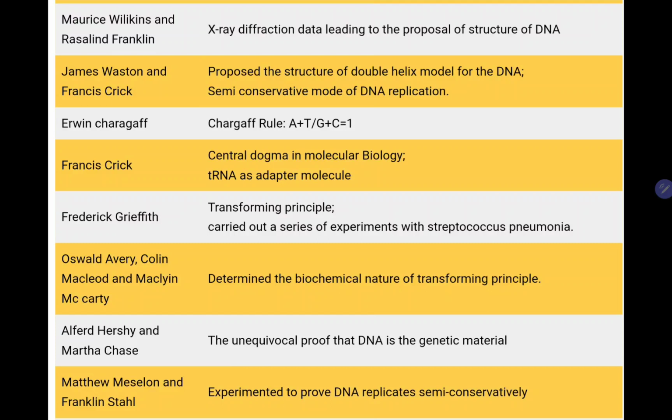Later on, Alfred Hershey and Martha Chase, these two scientists finally proved that DNA is the genetic material by working on bacteriophage. So they took two batches of bacteriophage. One batch they grew in radioactive sulfur, S35, and the other batch of bacteriophage they grew in phosphorus radioactive isotope P32.